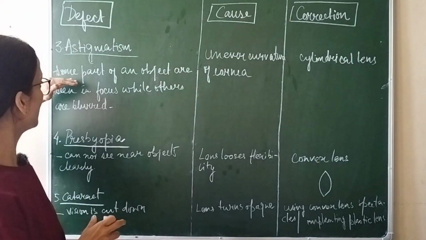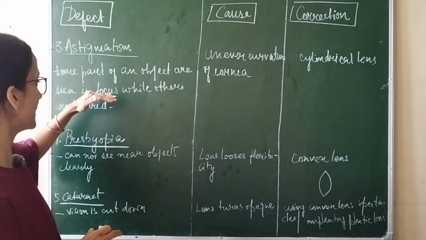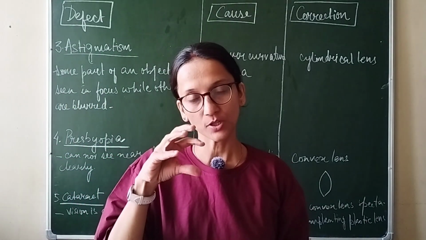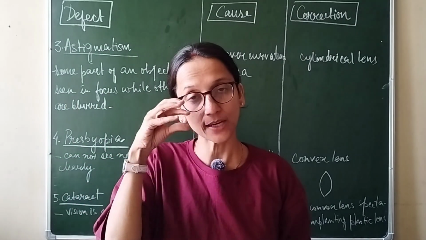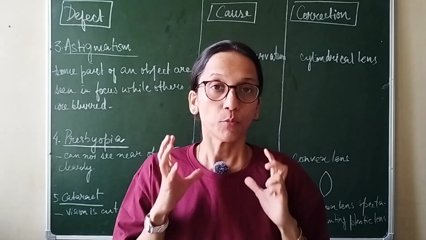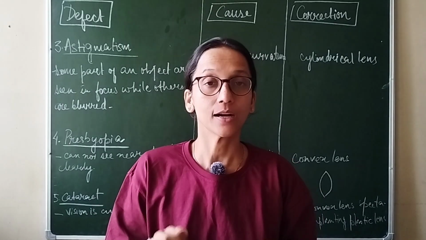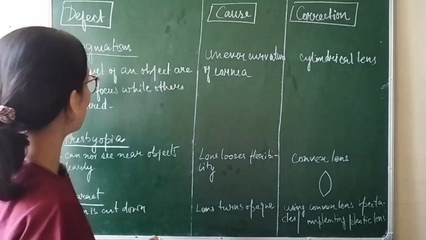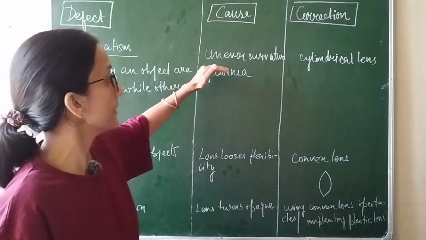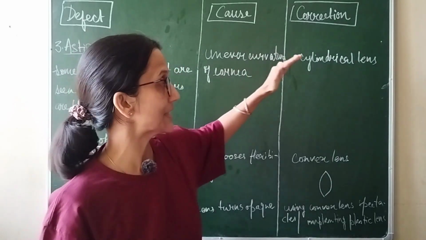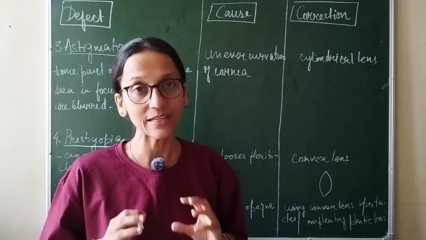Now in this the problem is that some parts of an object are seen in focus while the other parts appear blurred. So when you are asked to observe any object, no matter how much you try, some parts of that object are going to be very clear, you will understand them very well, whereas the surrounding areas may look blurred. If that is so, then you are suffering from astigmatism. Why does this happen? Because of the uneven curvature of the cornea. And for such patients a cylindrical lens is used.